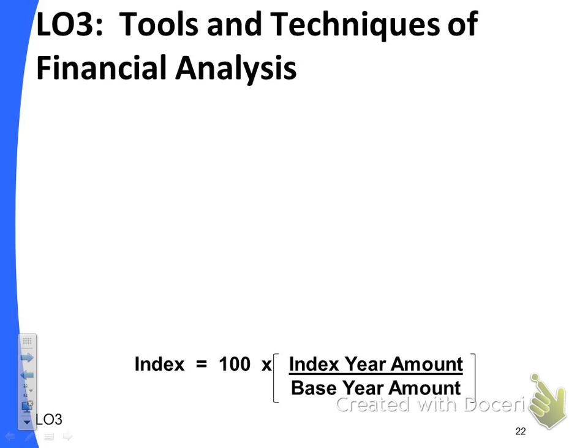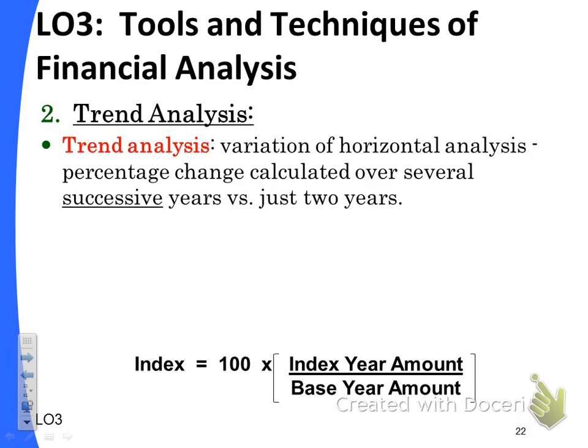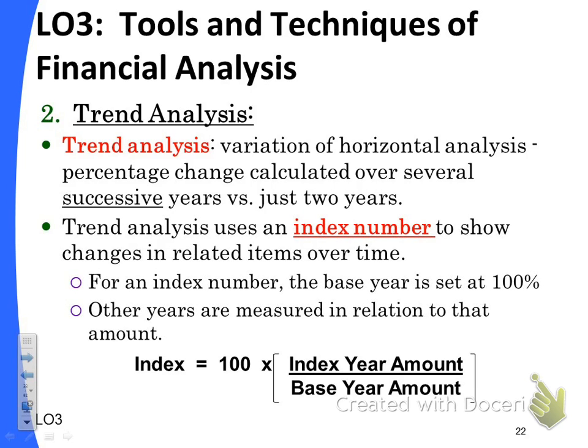Okay, then let's look at our second technique, trend analysis. Trend analysis is a little variation on the horizontal analysis, but we're going to do this for some consecutive or successive years, beyond just 2 years. And then the trend analysis uses what we call an index number to show the change in relation to that index number over years. So typically speaking, our index is our base year, and we go from there.